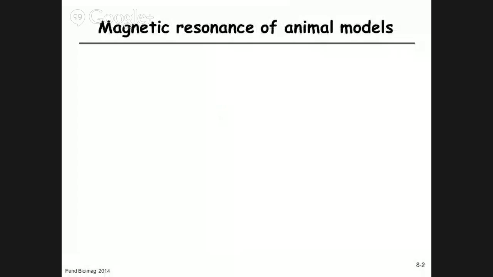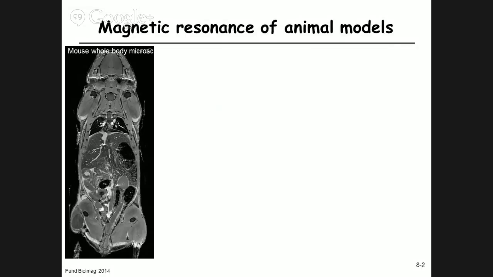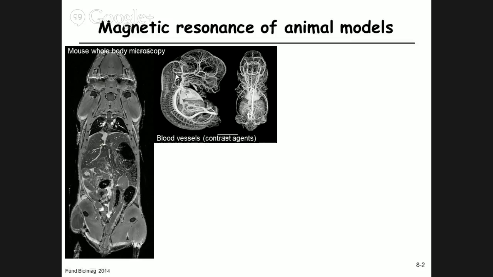Okay, so let me start with some examples. First with animal models. So here this is a whole body mouse microscope. You can see here very exquisite details. And this is already giving you an idea of how this is different from the other modalities, that we have exquisite soft tissue contrast. We have the intestine down here. We have the legs. This is where the brain is, the head, the jaws.